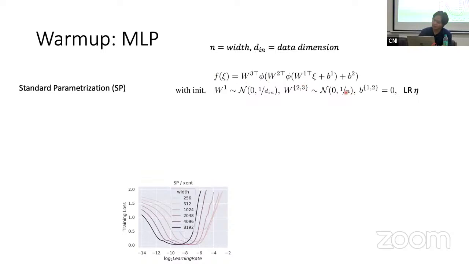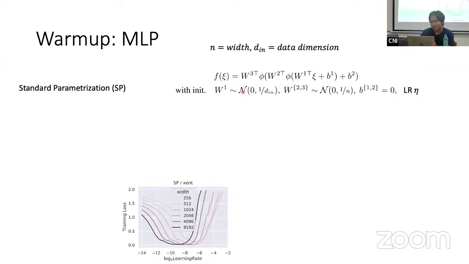So this is essentially the variance is like 1/the input dimension of that layer. And then let's initialize the bias to be 0 and the learning rate let's denote by eta. Okay, so hopefully this is a very familiar description because again, you're using this by default if you're using something like PyTorch.